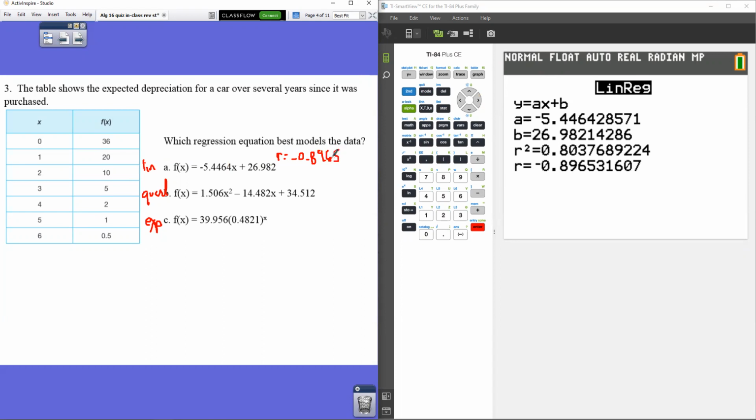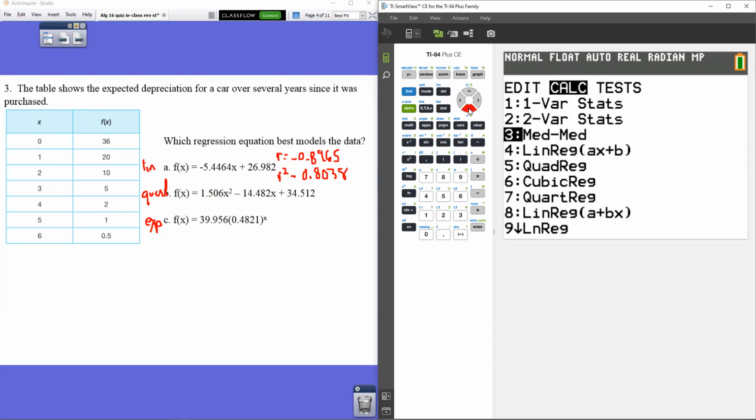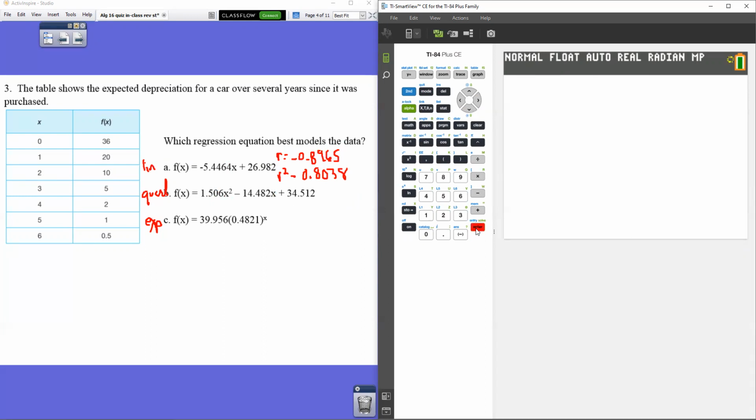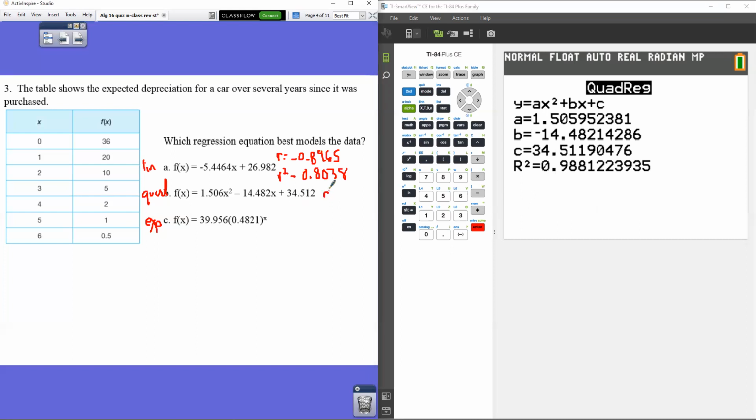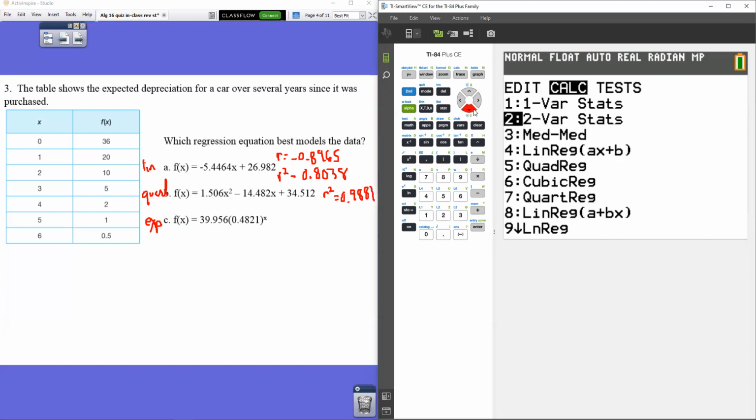-0.8965, and it has an R squared value of 0.8038 if we round it. Doing your quadratic regression for that same data. I'm not changing the data at all. I'm just doing a different type of regression. So I'm going to do number 5, which is the quadratic regression. And when we do that, I can see that it has an R squared value of 0.9881.